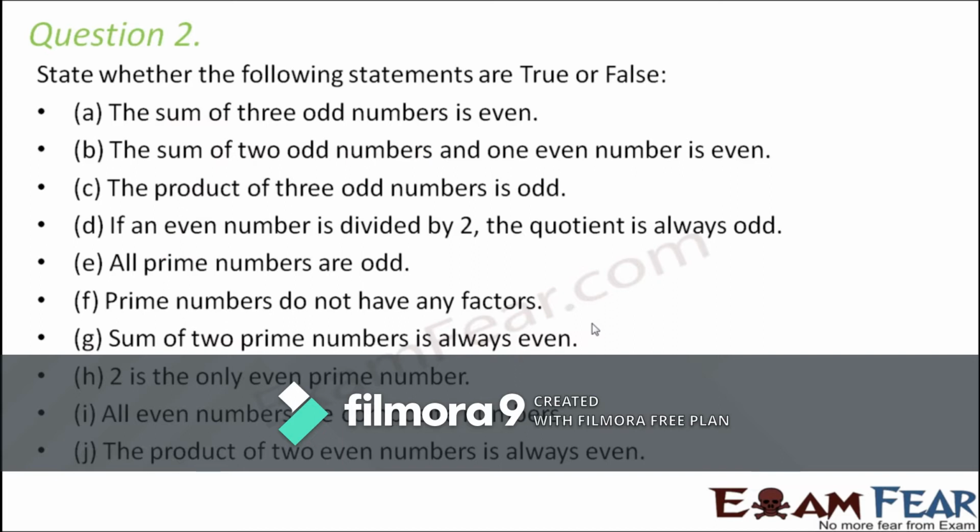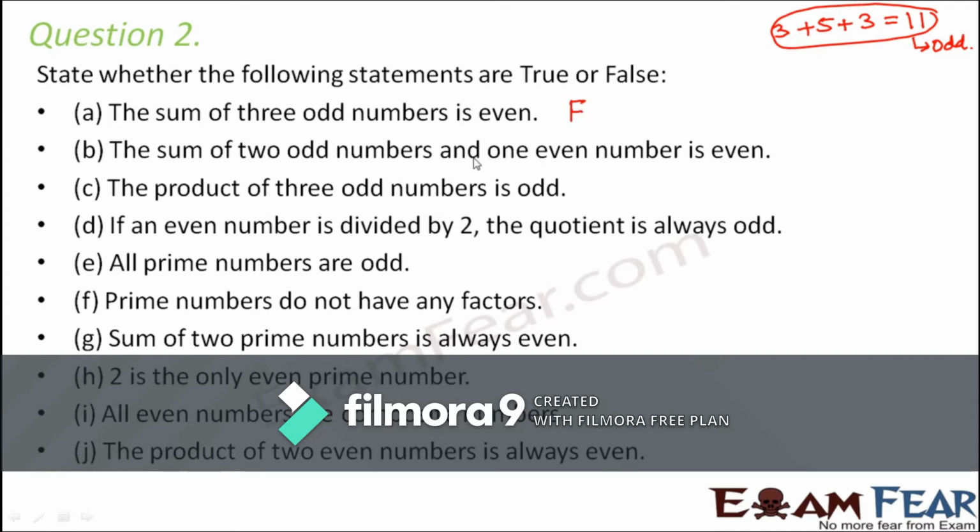Question number 2. State whether the following statements are true or false. The sum of three odd numbers is even. So is this true? Let us try. Let's consider 3, an odd number, plus 5, an odd number, plus 3, which is again an odd number. So, the sum of three odd numbers. And what is the result? The result is 11, which is again an odd number. So the sum of three odd numbers can be odd. So, is the sum of three odd numbers even? No, it is not always even. It can also be odd.